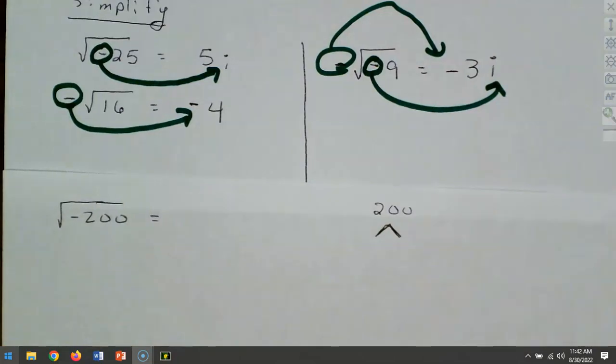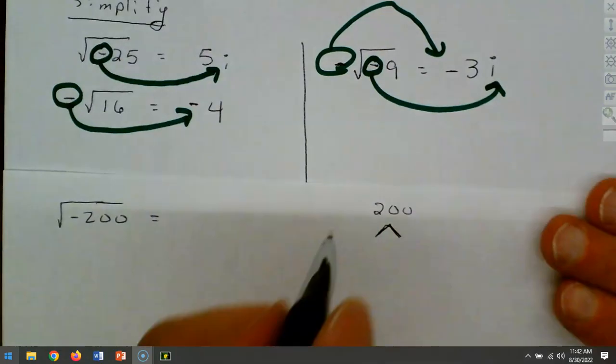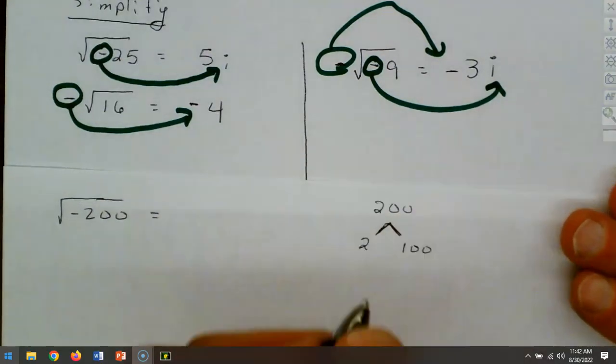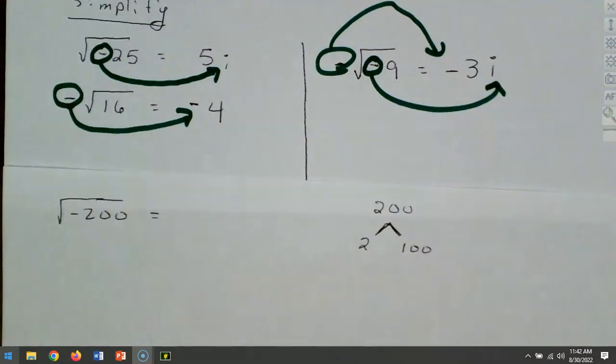When I see this, I've got the double zero at the end. So it's got 100 in it. And so I can break this up into 2 and 100. Now, you could also do 4 and 50. But I usually start with the smallest number first. So it ends in a double zero. It's an even number, so I started with 2. So it's 2 and 100.